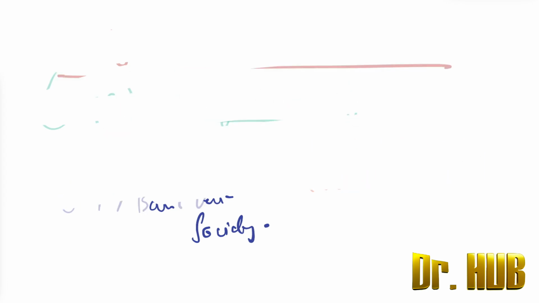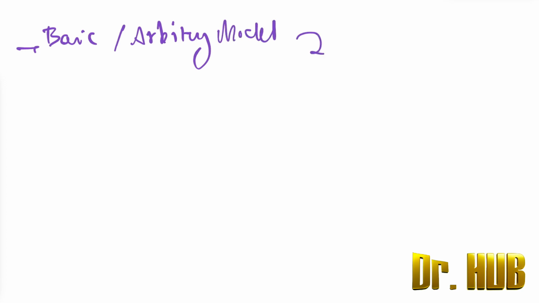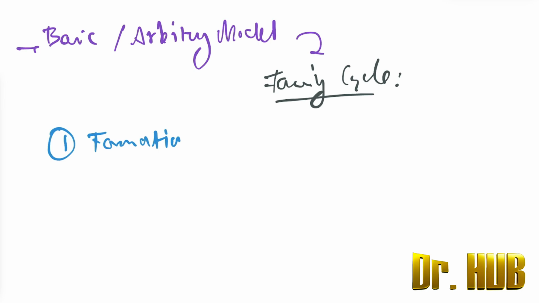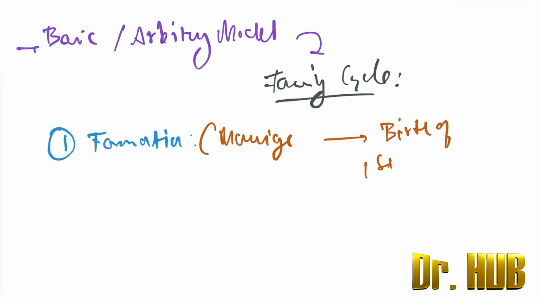Then there is a basic and an arbitrary model of a family cycle. The first phase is formation. What is the beginning of formation? The beginning of formation is the marriage, and the end is the birth of the first child.